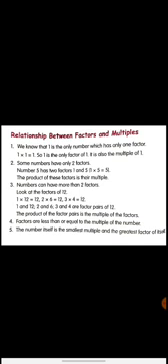Fourth, factors are less than or equal to the multiple of the number. So factors can be equal to or less than the multiple of the number. The number itself is the smallest multiple and the greatest factor of itself. The number which we are taking is the smallest multiple and the greatest factor of its number.